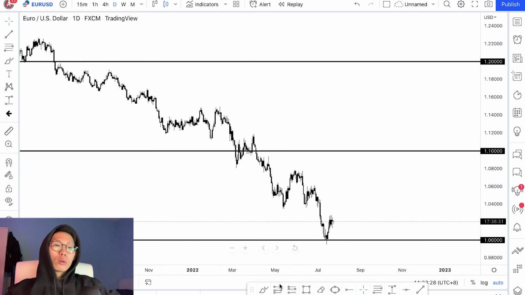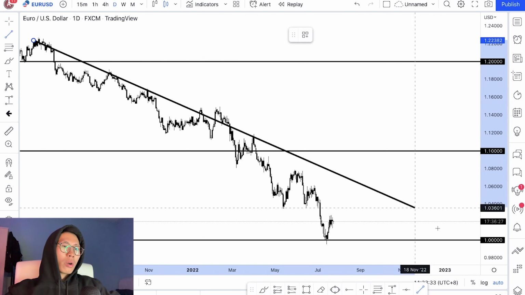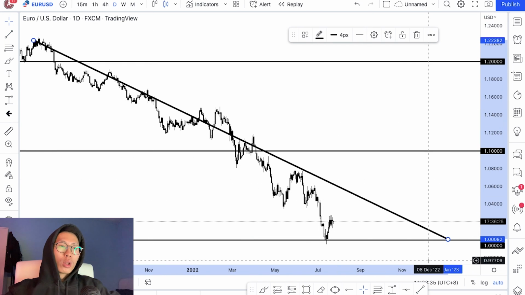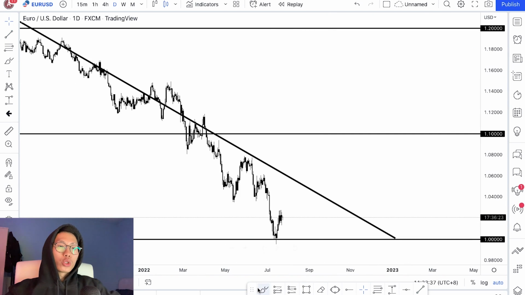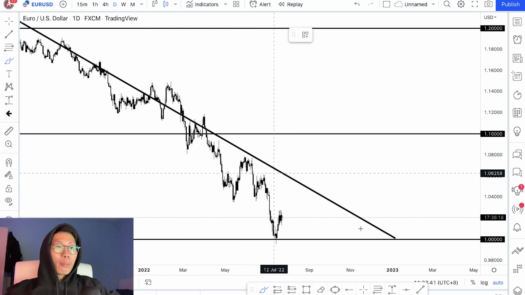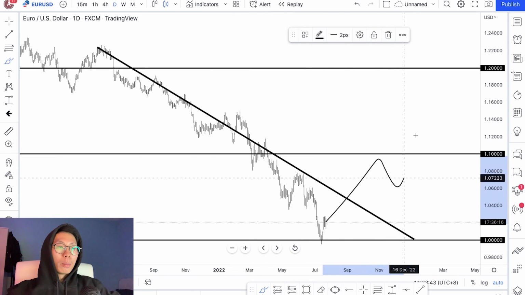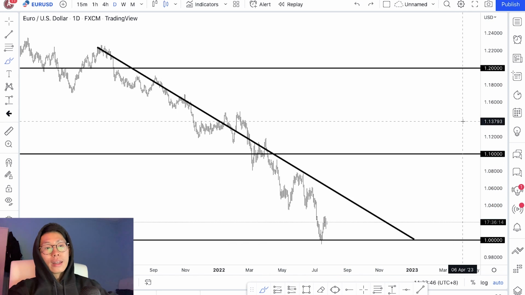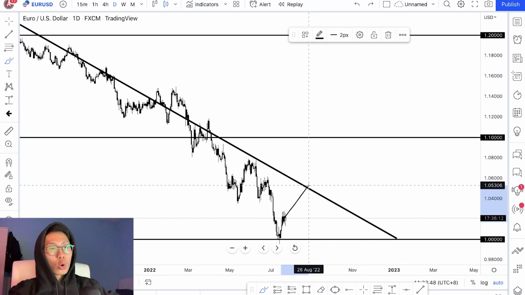EUR/USD has been in a downtrend. It's still in a downtrend, and I do not expect it to reverse anytime soon. Right now price is in a very beautiful downtrend, and for it to become an uptrend, remember what I have to say. It has to break structure. You have to break structure and break this trend line, then it becomes a beautiful uptrend. But if not, it is still a downtrend. Price can easily still go down here and come back down to this 1.0 level.